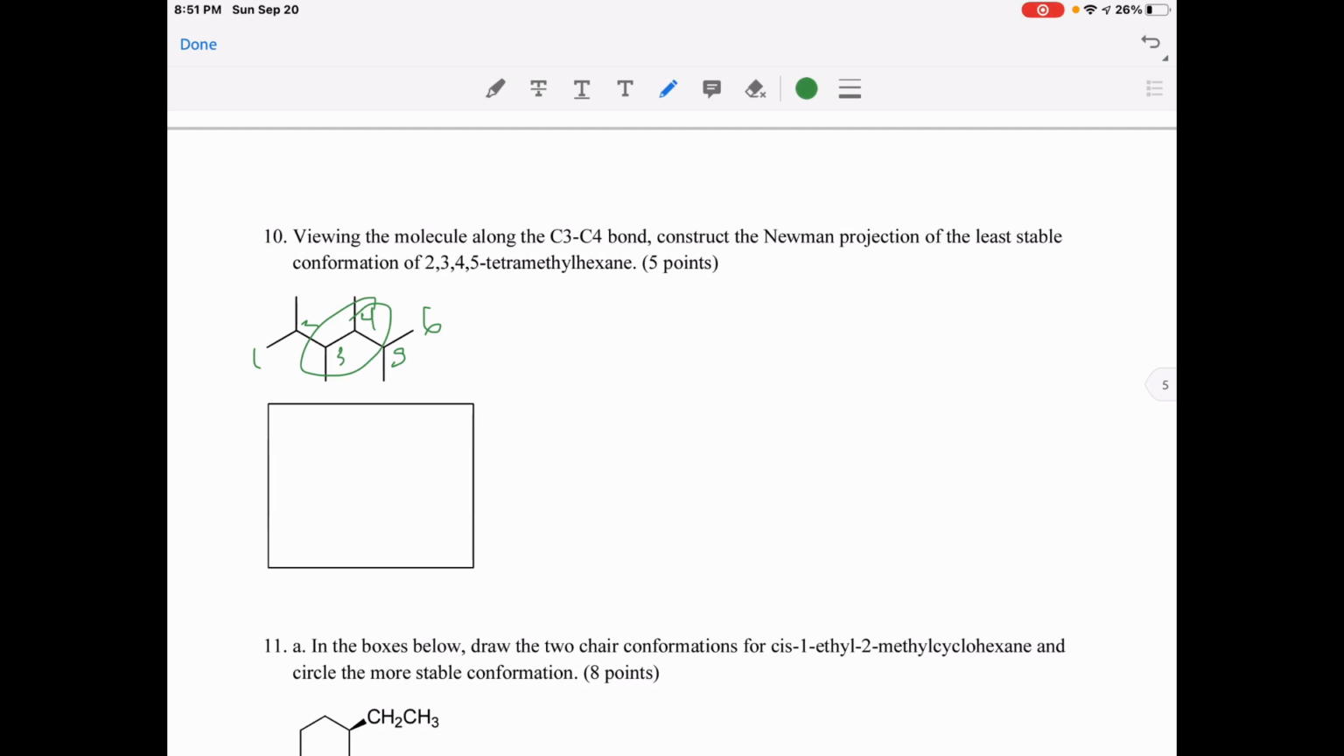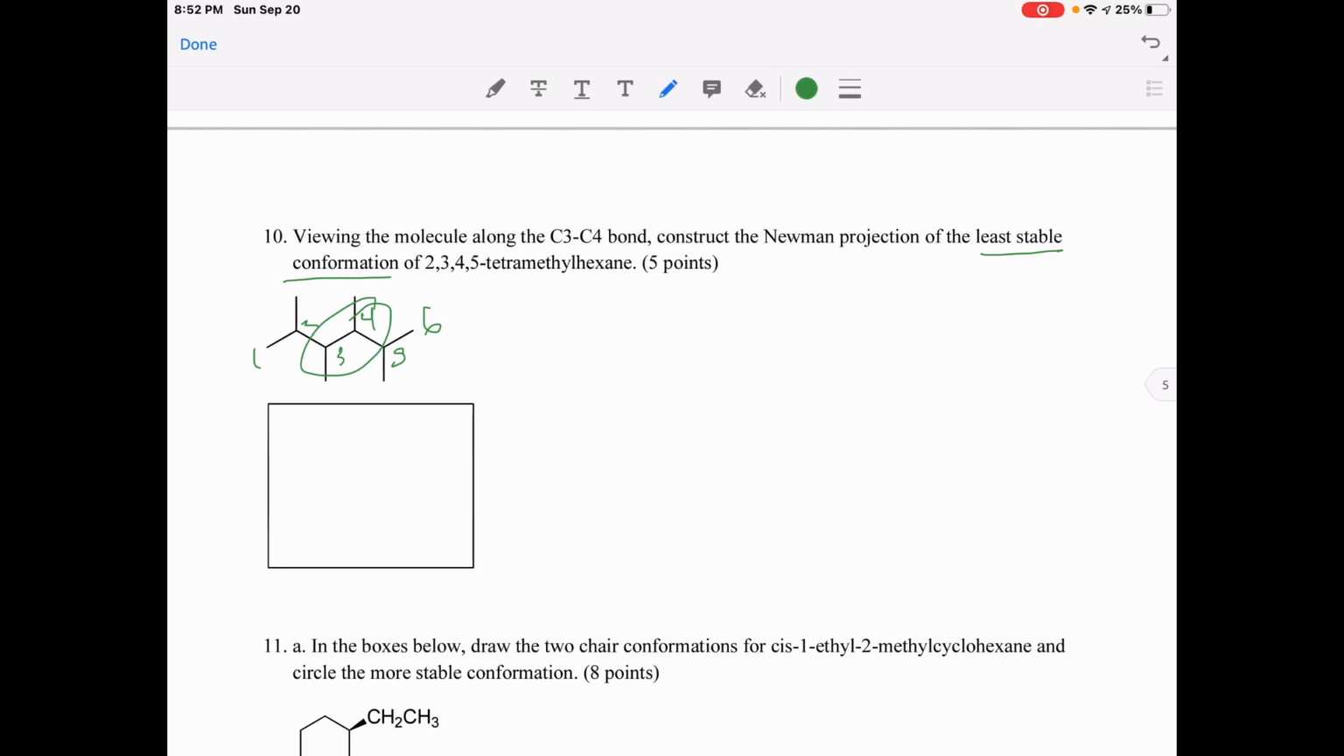It's also asking for the least stable conformation. But we know that if we just orient this molecule in a certain way around that C3-C4 bond, we can get a very unstable conformation. And as you can probably tell, that occurs whenever the bulkiest groups are interacting with each other, or when they are directly eclipsed over each other.